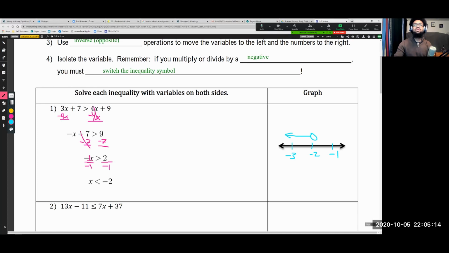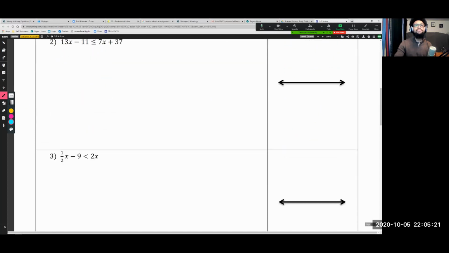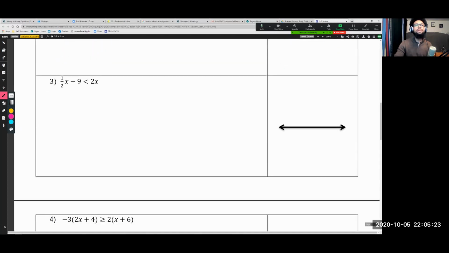All right. So like I said, I'm going to do the odds. You all are going to do the evens. I just did number 1. Now let me move on to number 3. Number 3 says 1/2 x minus 9 is less than 2x. So we're going to move our variables to the left and our numbers to the right.